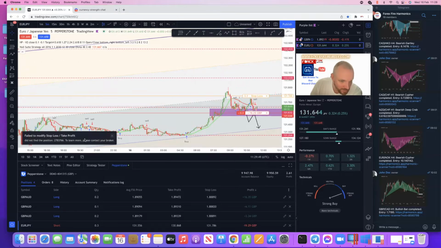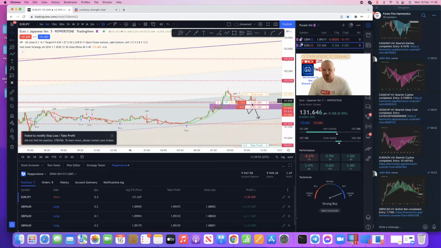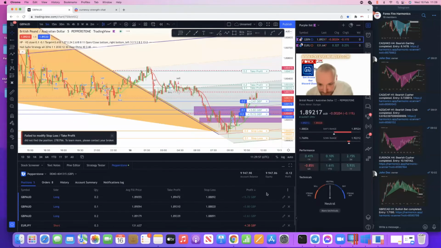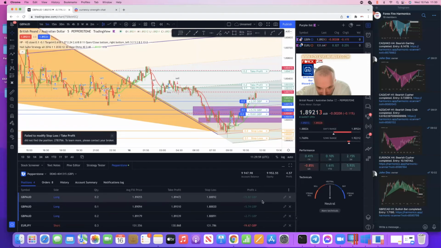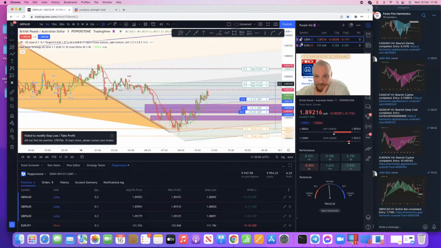Fail to modify stop loss. I don't know why that is. This could prove costly because I've got no way of cancelling the trade out. We'll keep it going. Again, we're starting to get some pullbacks in the GBP odd. I'm going to try and manage this the best I can, to be fair, and then hopefully we can get the profits based upon this one here. So I'll keep you updated.